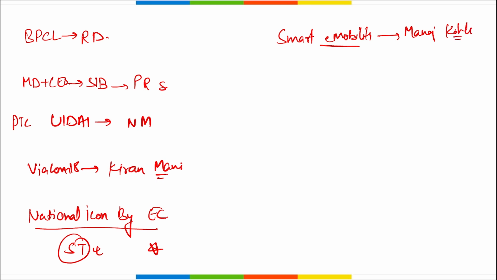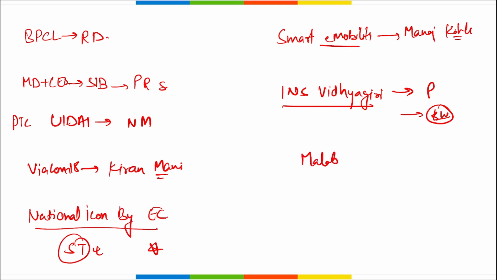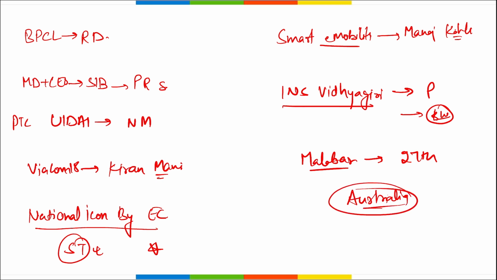Correct? Then apart from this, tell me who inaugurated or who launched INS Vidyagiri? INS Vidyagiri was launched by President of India Draupadi Murmu, and where? In Kolkata, West Bengal, on the banks of Hooghly River. Right? Then which edition of Malabar exercise was held recently? It was the 27th edition of the Malabar exercise that was conducted by Australia, and it was held in Australia for the first time. Mark this also.